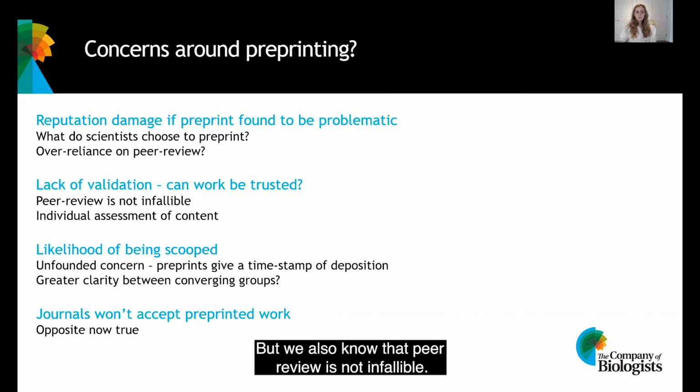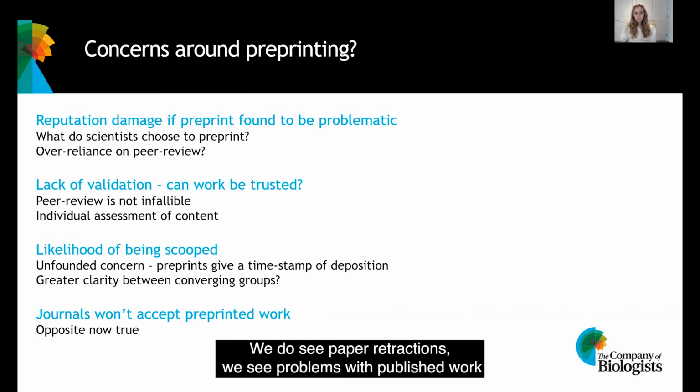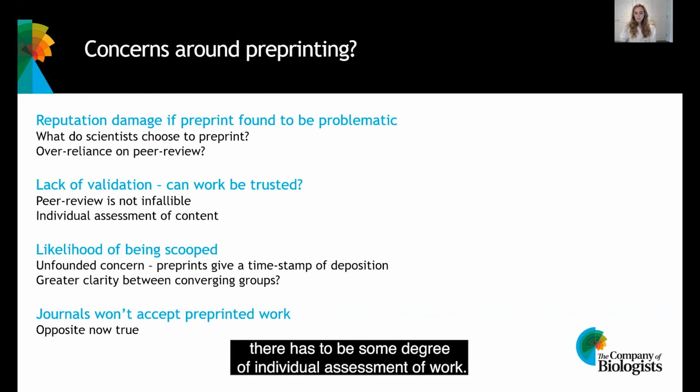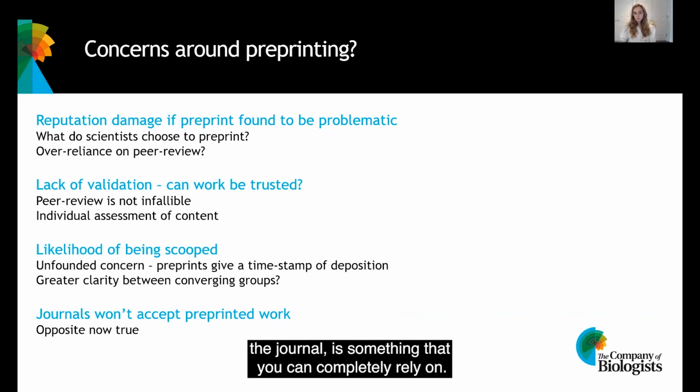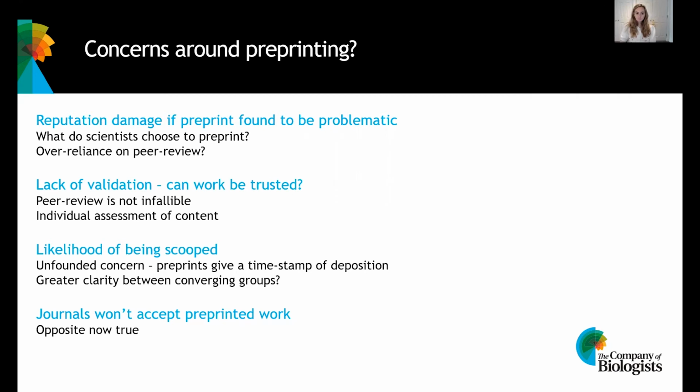But we also know that peer review is not infallible. We do see paper retractions, we see problems with published work that's been peer reviewed. So I think, again, perhaps a bit of over-reliance on peer review there. And as researchers, there has to be some degree of individual assessment of work. When you're looking at new research and drawing conclusions from it, that's something you should think about as well, instead of relying on something completely just because it's been published in a journal.